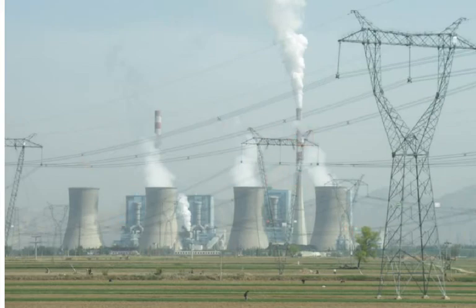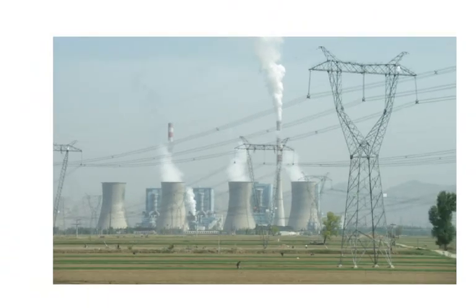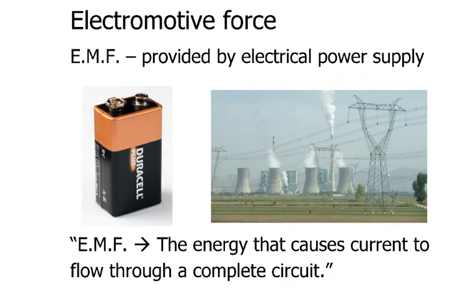This is an electromotive force, the generator in there, which drives current through these wires and ultimately to your house, where you can use it all happily for your appliances. So that's the idea of electromotive force. It's the energy that drives the current around a complete circuit.